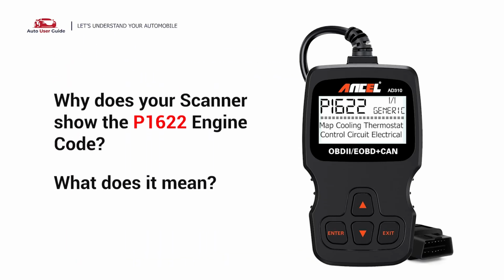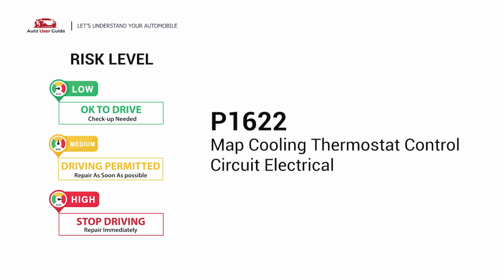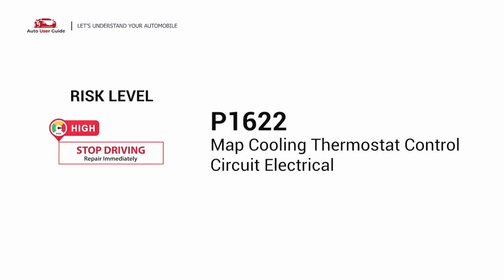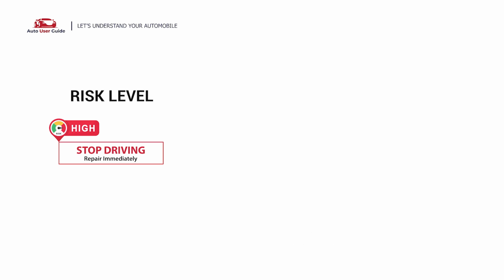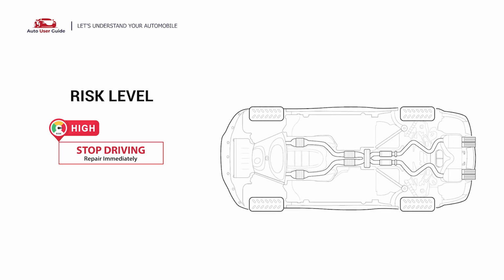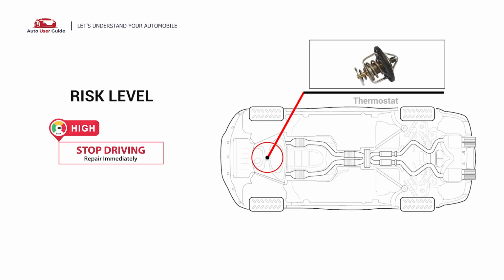Why does your scanner show the P1622 engine code? What does it mean? P1622 is a diagnostic trouble code for MAP cooling thermostat control circuit electrical. The P1622 engine code indicates that there is a fault within the thermostat housing sensor's electrical circuit.